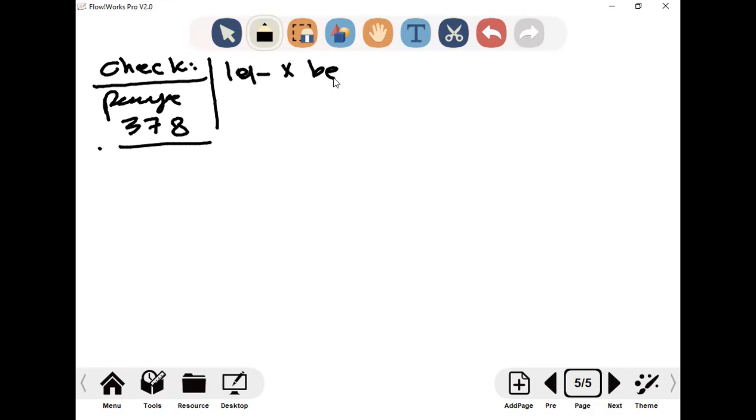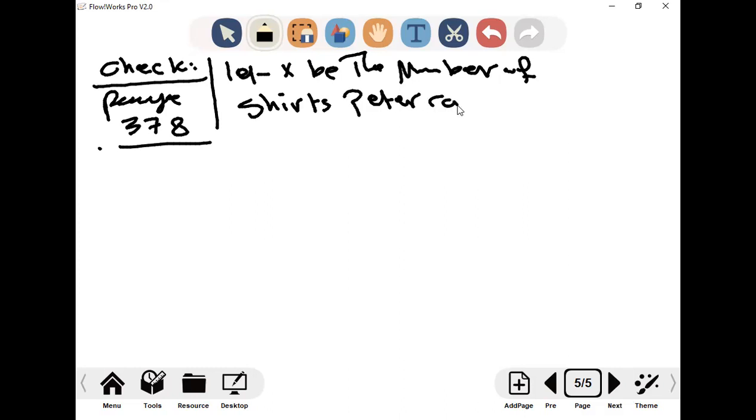Let X be the number of shirts Peter can purchase, right? Or buy, whatever. Let's prepare the inequality. Who can tell me the inequality? Hands, please. I will repeat the question here.